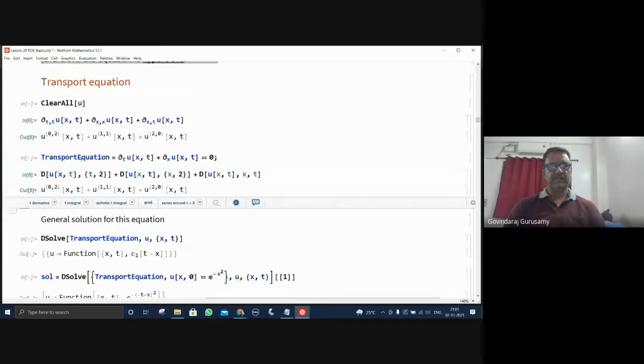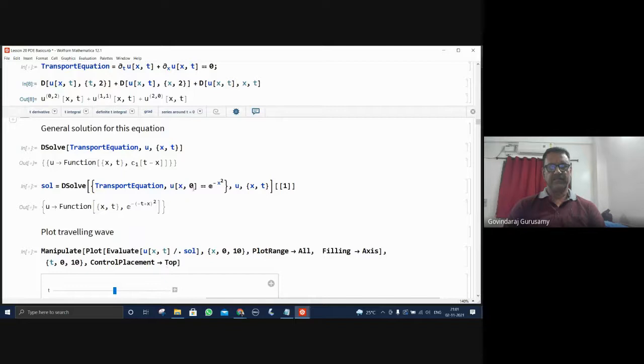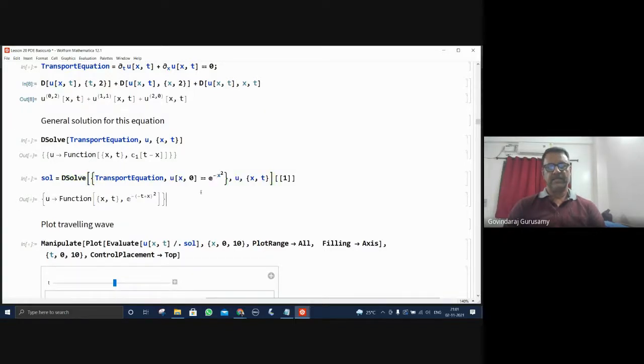What condition? Suppose I write u of x comma 0 is e power minus x square, which is the initial condition for this. Okay, I can have anything. I can have a sin x, cos x, tan x. You can write anything which you like. The next variable which should be there.